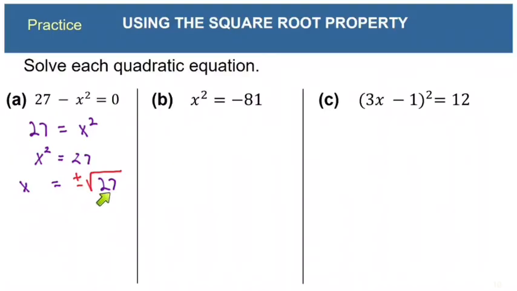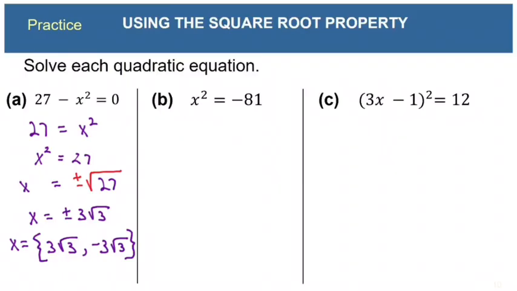Now those are the solutions, but this is not quite finished because remember, the square root of 27 can be reduced. 27 contains a perfect square factor. 27 is 9 times 3. So the square root of 9 is 3, and that 3 will come outside the radical. So we will end up with x equals plus or minus 3 times the square root of 3. If you wanted to write that in set notation, you could use the curly braces and you could say x equals curly braces 3 times the square root of 3, comma, negative 3 times the square root of 3.